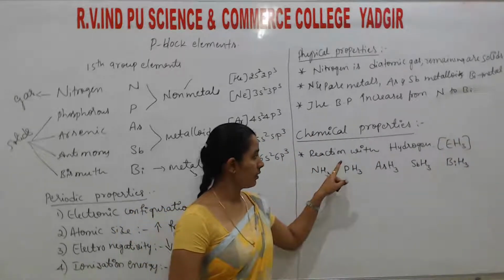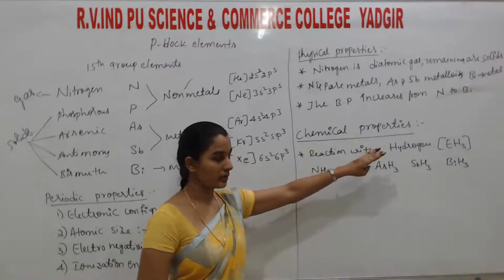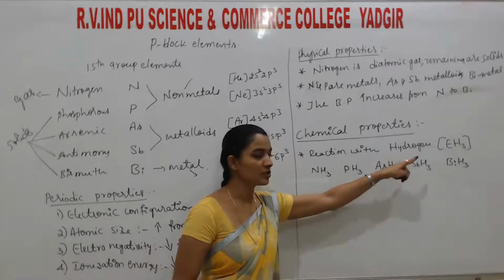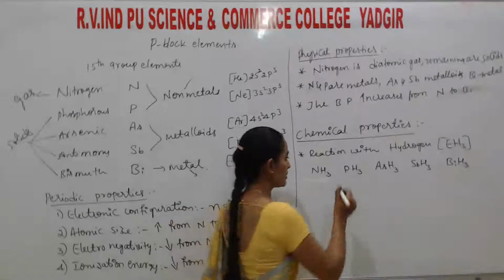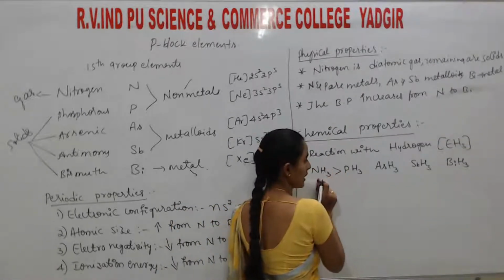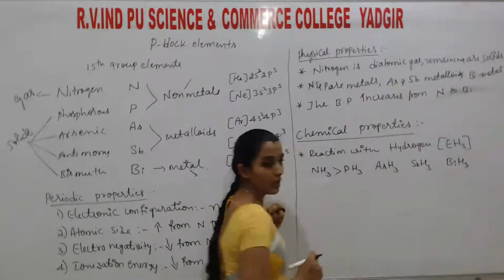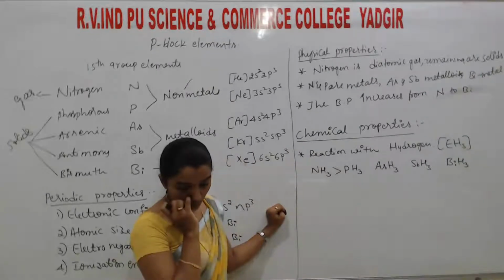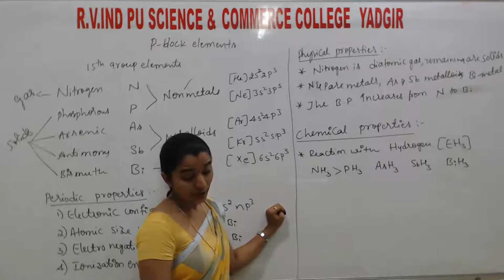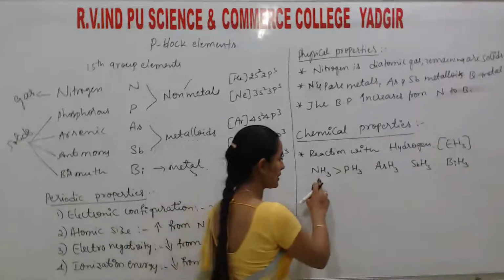So they form compounds with hydrogen like EH3: NH3, PH3, AsH3, SbH3, and BiH3. So students, this one is basic in nature. Basicity decreases from nitrogen to bismuth. You have to remember that. What is the order of the basicity? The stability of hydrides decreases from this to this. This one is highly stable.